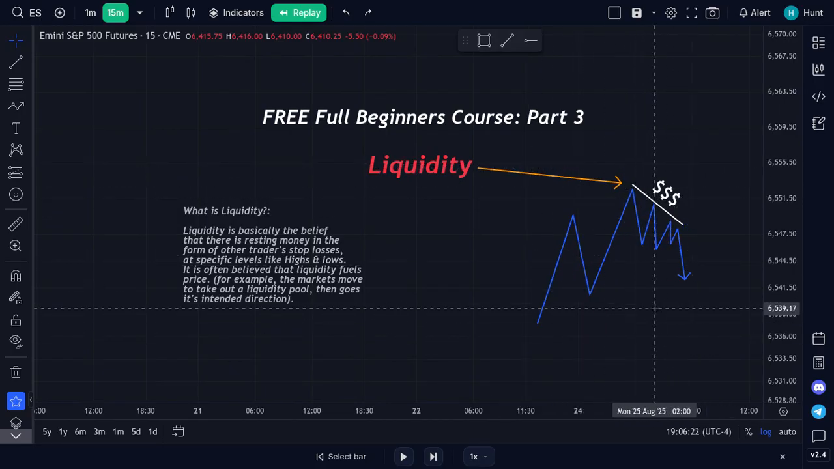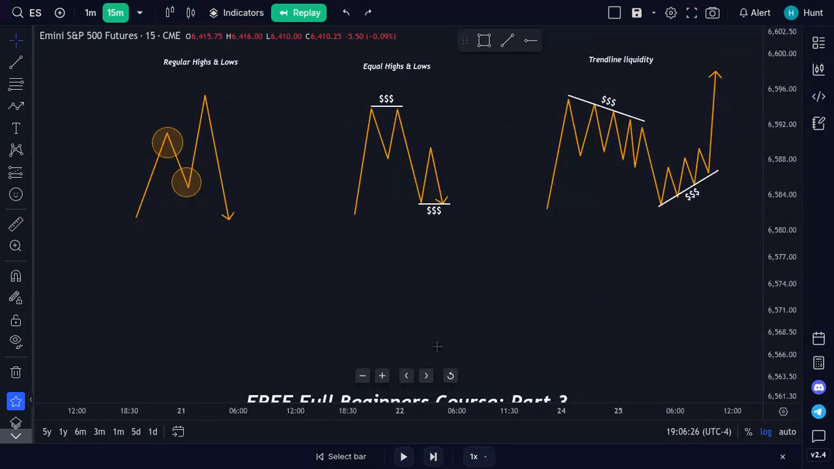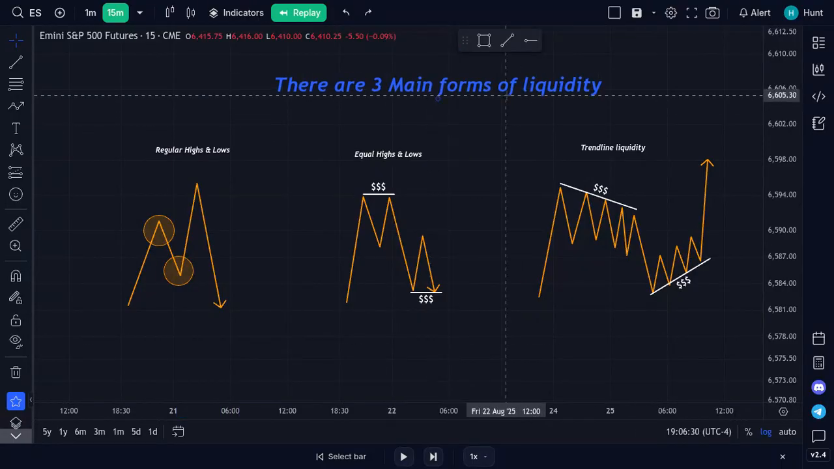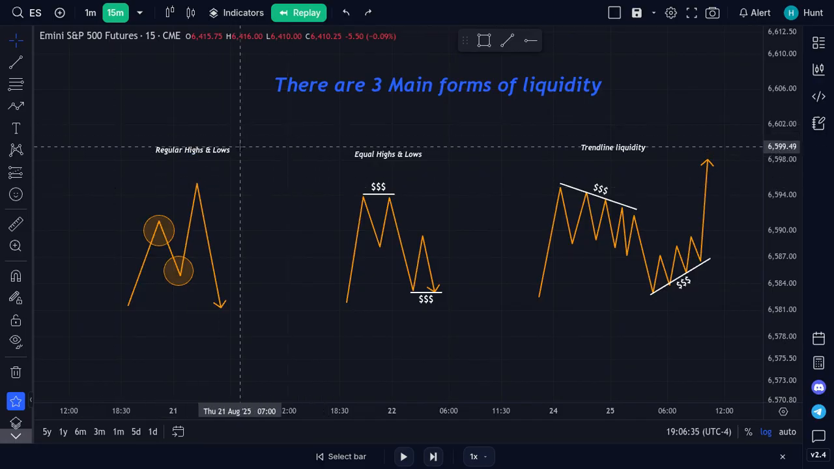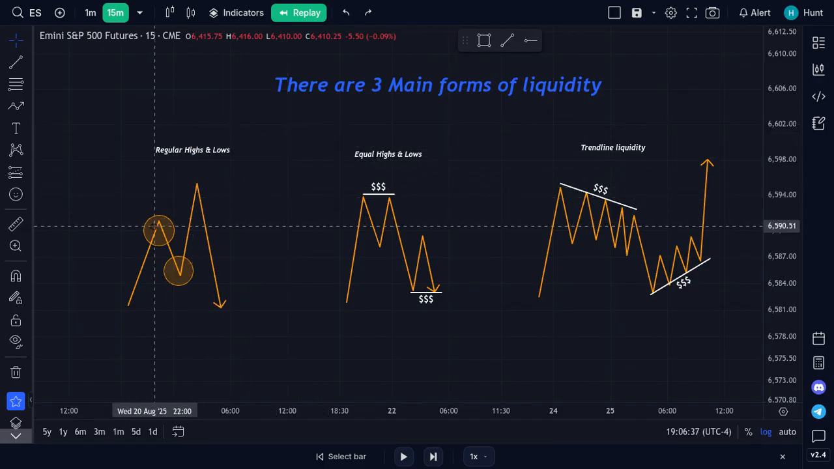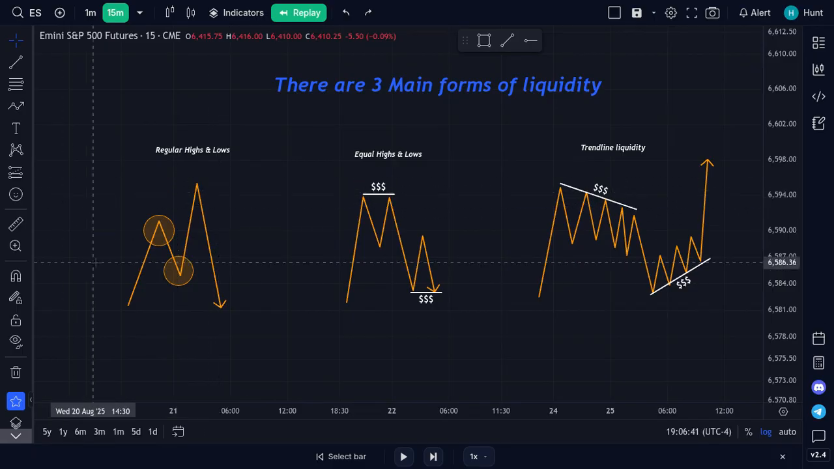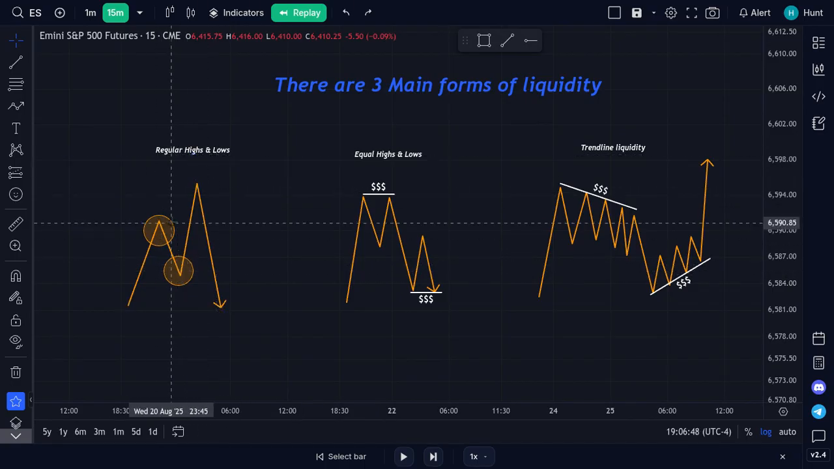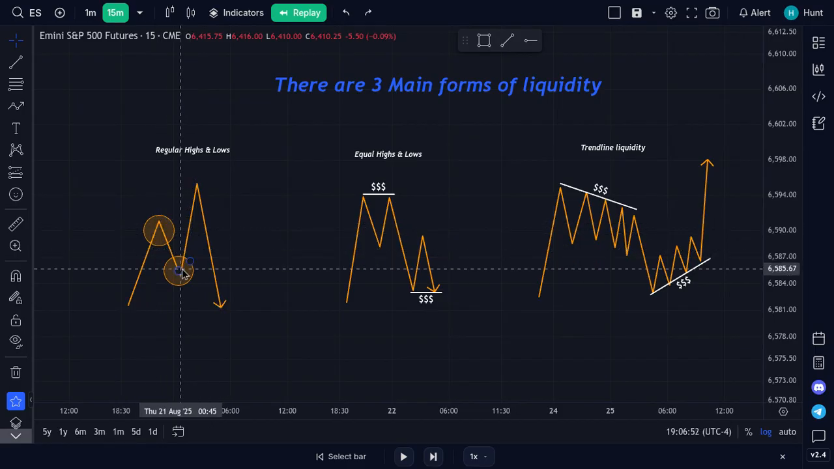So now that you know the basics of what liquidity is, there is something you need to know, which is the 3 main types or main forms of liquidity. So the 3 main forms of liquidity are regular highs and lows. As you can see, these are just normal highs and lows that you'll see on the price chart all the time that go up, make a pivot down, or they go down and make a pivot up. So you can see it is circled here. This is a regular high and a regular low.